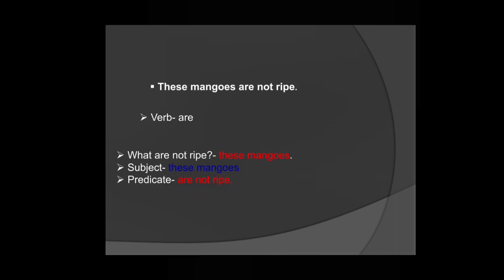Third example. These mangoes are not ripe. Which one is the verb here? Correct, are. Can we ask the question, who are not ripe? No. This question is not appropriate for this sentence. We can ask, what are not ripe? The answer comes as these mangoes. So, when the answer of this question, what are not ripe, is these mangoes, then the subject is definitely these mangoes and the predicate is are not ripe.